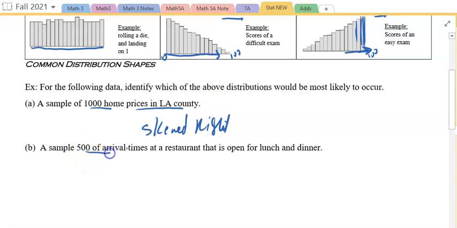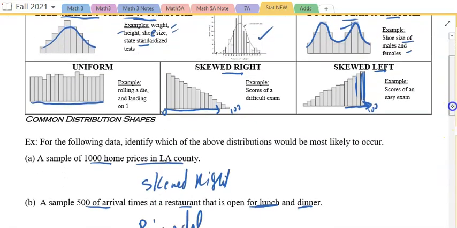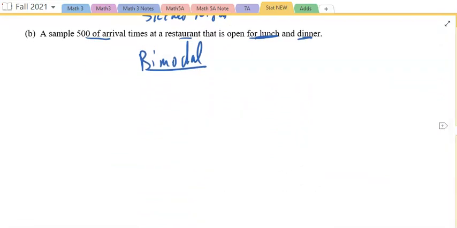A sample of 500 arrival times at a restaurant that is open for lunch and dinner. That's probably going to be bimodal, because the peaks are going to be at both of those. It's going to look something like this. Those are more specific as we do examples, and we will get into full details of those.